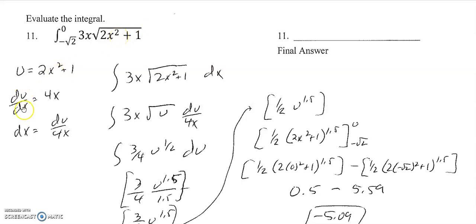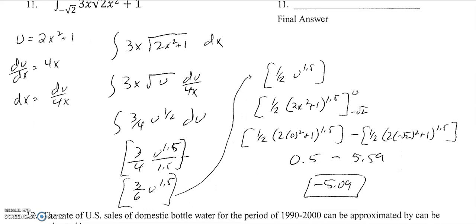Then when you take the derivative, du over dx, the derivative of 2x squared is 4x, derivative of 1 is 0. And then we'll end up with dx equals du over 4x. So if we have the integral of 3x square root of 2x squared plus 1 dx, instead of 2x squared plus 1, we put u. Instead of dx, we put du over 4x. So we have the integral of 3x square root of u du over 4x. Notice the x over the x simplifies to 1, so we're left with the integral of 3/4 u to the 1/2 du. So we started with something more complicated, we ended up with something a little simpler.